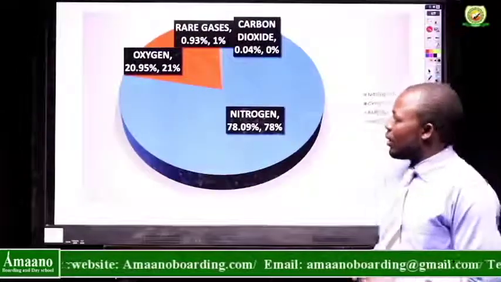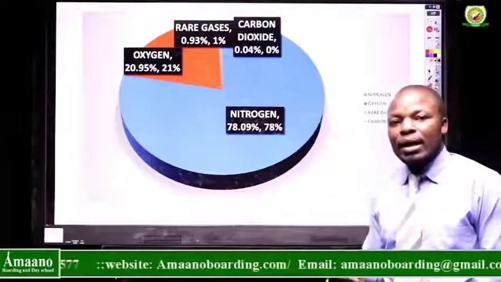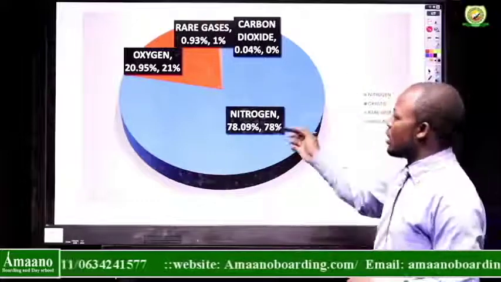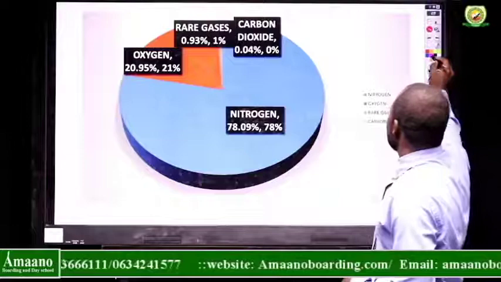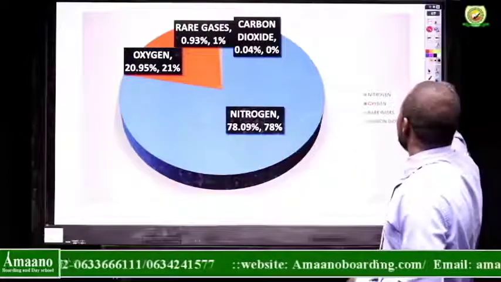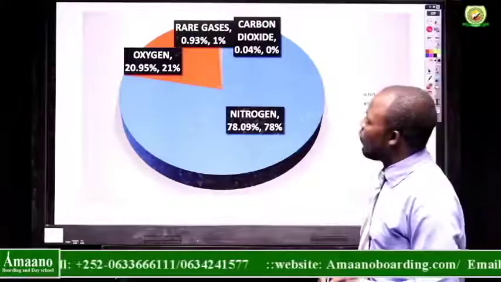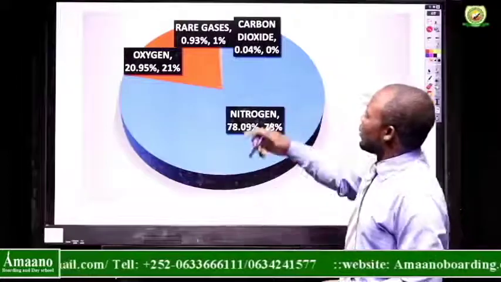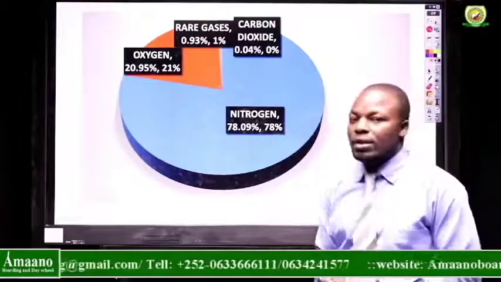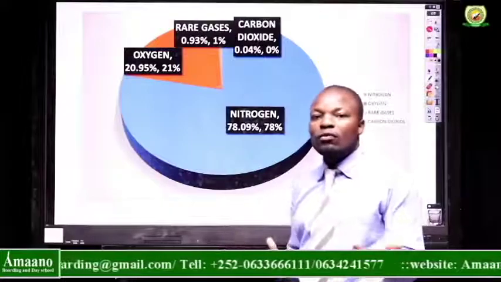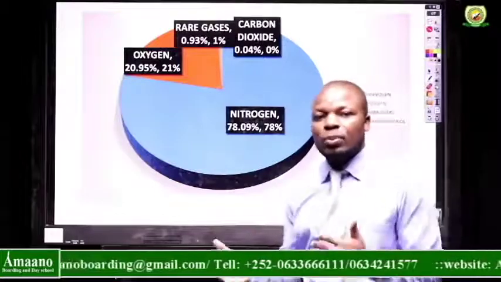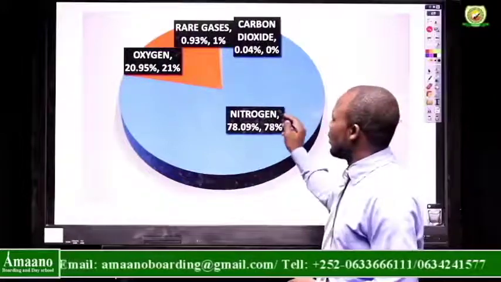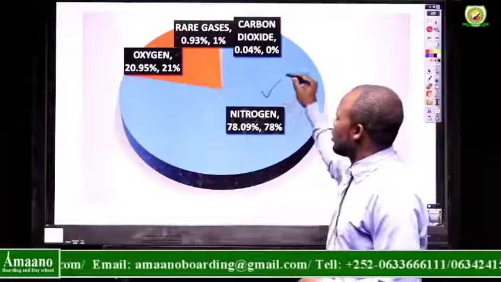Look at this, the gases that make the atmosphere. Actually, the atmosphere is comprised of these gases here. We see nitrogen has the highest, at 78%, as you can see. And we have oxygen, 20%, rare gases, 1%, and carbon dioxide at 0.04%, among other gases. We also have water vapor, which keeps varying. Its percentage varies. It's not constant like the others. So nitrogen, you can see, has taken the largest share here. Nitrogen takes the largest share.